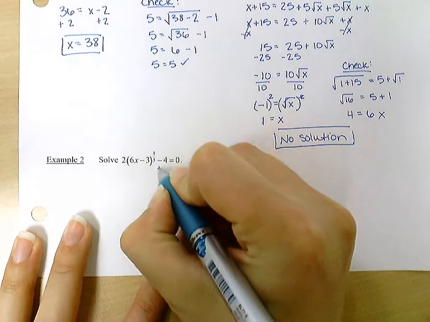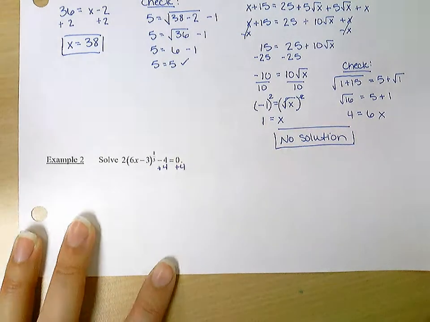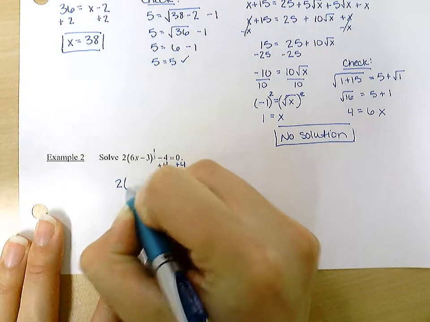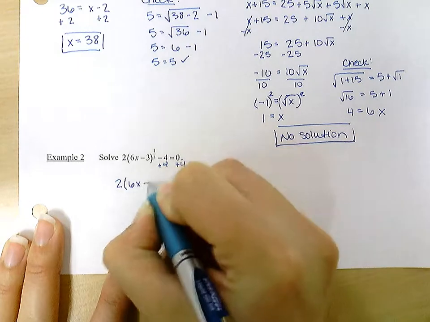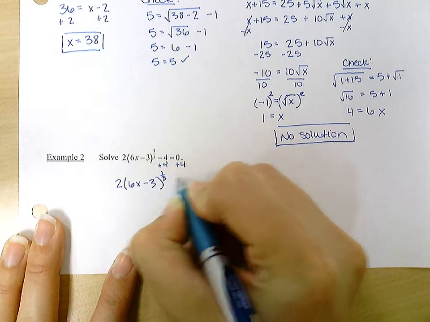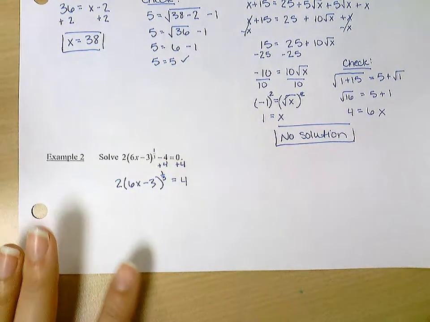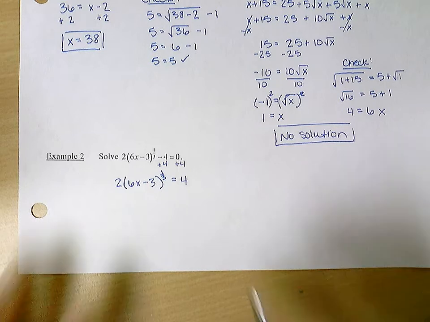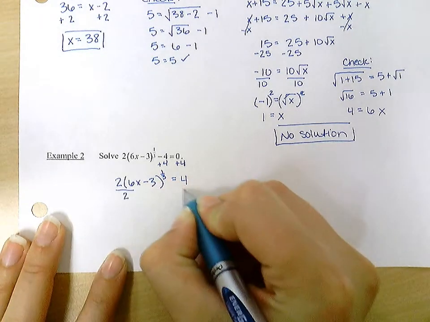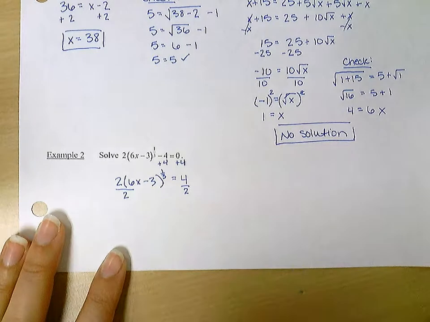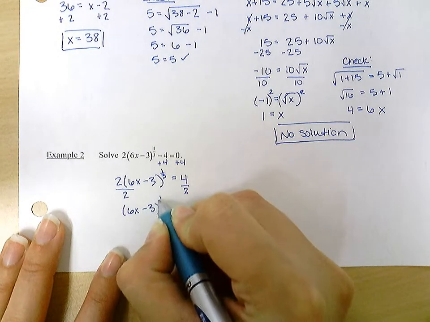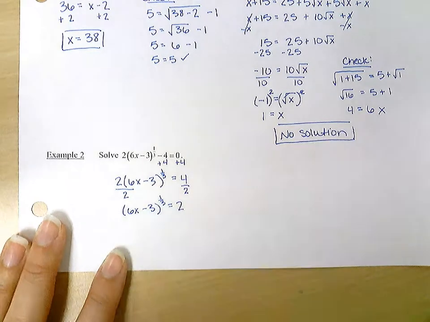So first I'm going to add 4 to both sides of my equation. So I have 2 times the quantity 6x minus 3 to the 1/3 power is equal to 4. Now if I'm isolating that quantity, what should I do next? Divide by 2. Okay, so I have 6x minus 3 to the 1/3 power is equal to 2.